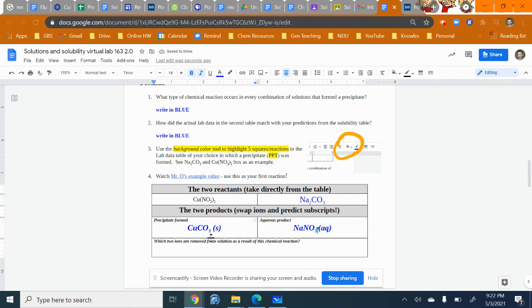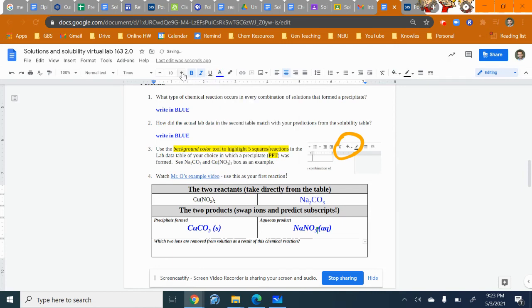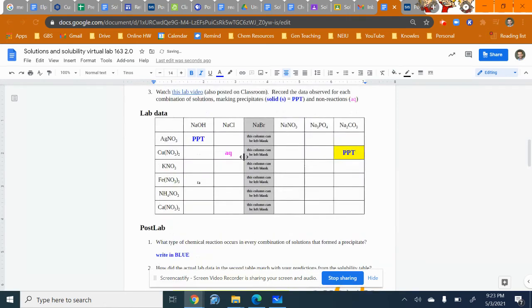And these are the two ions that are removed from solution. Sodium and nitrate are still dissolved in the solution. So if I was trying to remove those through this reaction, it would not work very well. But let's say copper was my toxic ion. Copper is one of the two ions that are removed in this case. And I'm going to go ahead and put the charge with them as well.